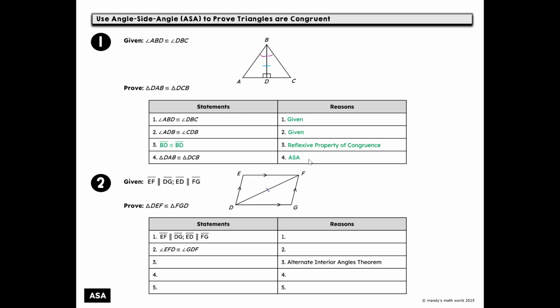Okay, let's look at example number 2. I've got some stuff written down here. I've got it marked up over here. What do these little arrows indicate? They indicate parallel lines. Okay, so we're probably going to be using some angles formed by parallel lines when they're cut by a transversal. So let's look at this.